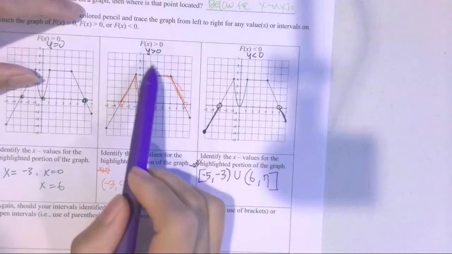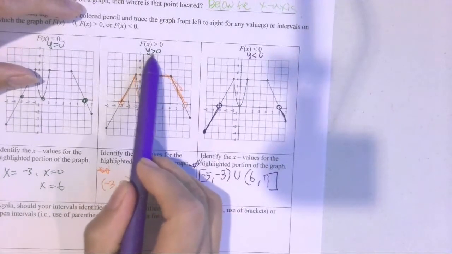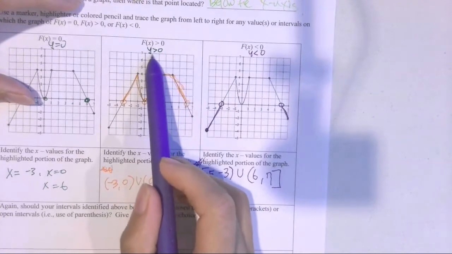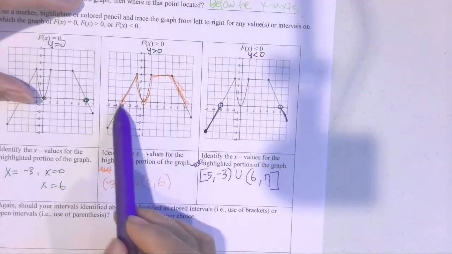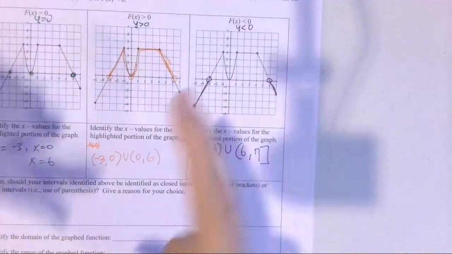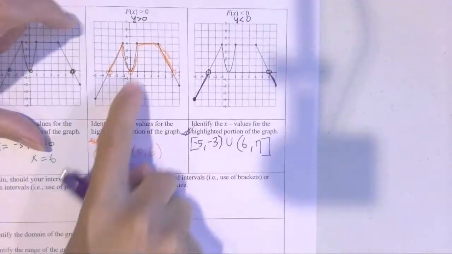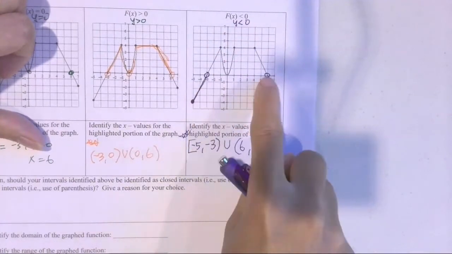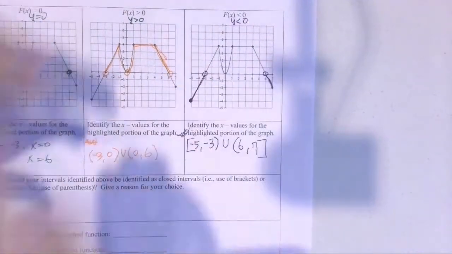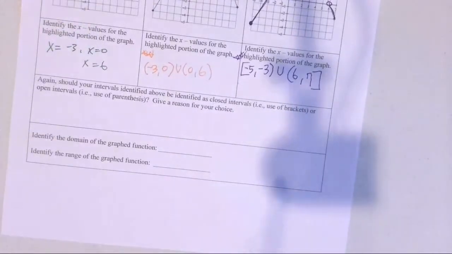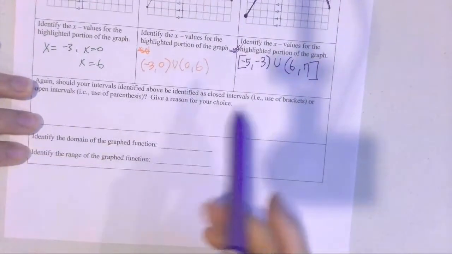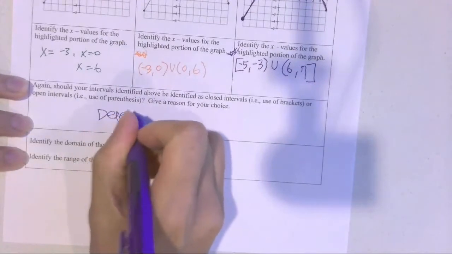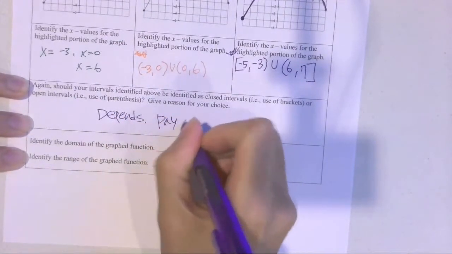Sometimes I can ask a question with greater than or equal to 0 or less than or equal to 0. So if it's greater than or equal to here, for example, your answer would have been just negative 3 to 6, all with the brackets around. You don't have to stop at 0. If there was an equal to underneath it, that would have been a closed circle. So it really depends on the problem. So that being said, should your interval be closed or open? Depends. Pay attention.